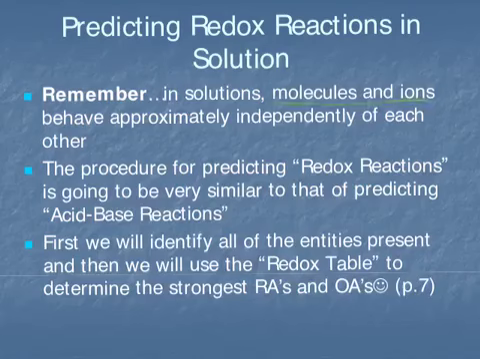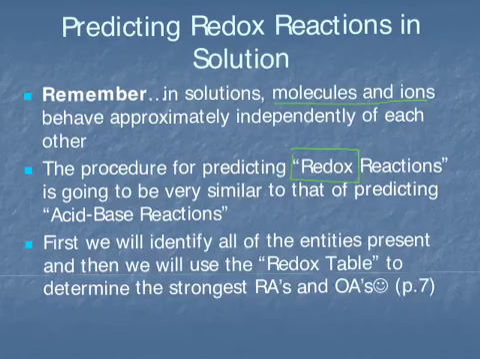They'll move about independently. When they collide with the right orientation and the right speed, a reaction may or may not occur. It depends on if the reaction is considered spontaneous. Now, to determine if redox reactions are spontaneous or not, we're going to follow the same series of procedures that we did for acid-base reactions.